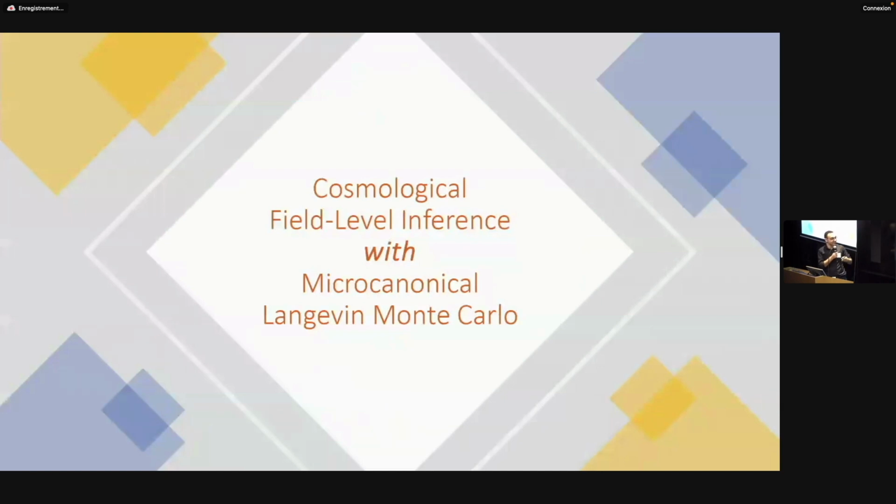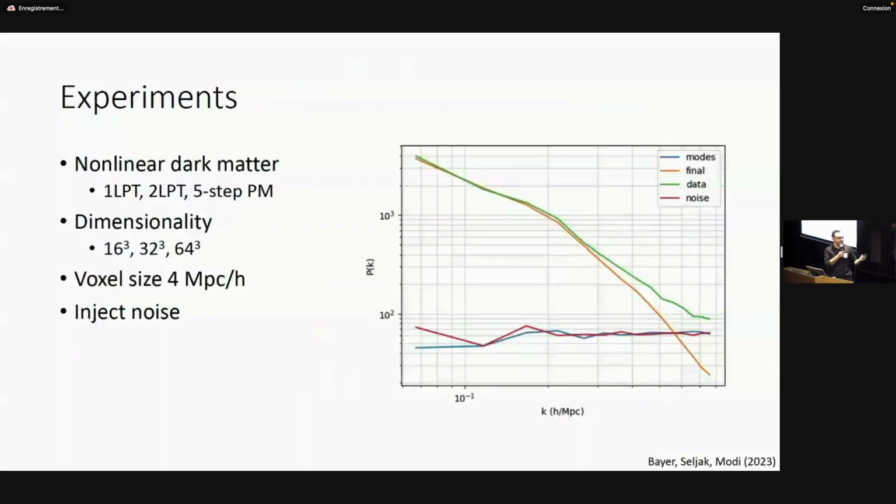And so now that we have our sampler, we can put everything together and do cosmological field-level inference with microcanonical Langevin Monte Carlo. And so these are the experiments that we've been looking at. We've been looking at nonlinear dark matter, both 1LPT, 2LPT, and 5-step particle mesh, so different levels of nonlinearity. We've looked at 16 cube, 32 cube, 64 cube dimensionality. The voxel size in our problem is 4 megaparsec over h, so we're really probing the nonlinear scales.